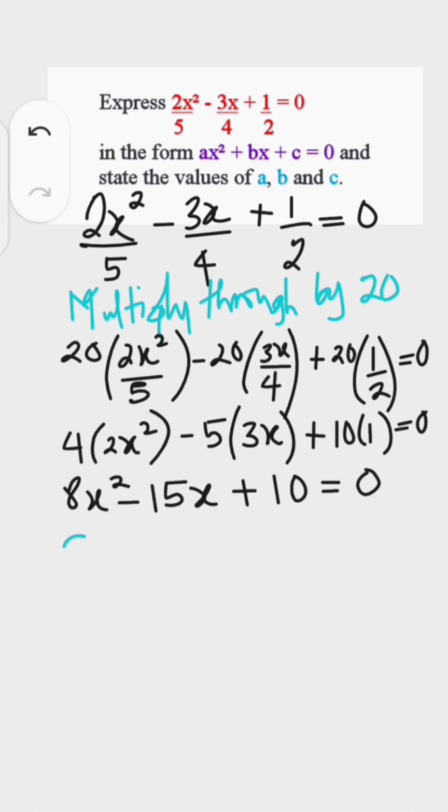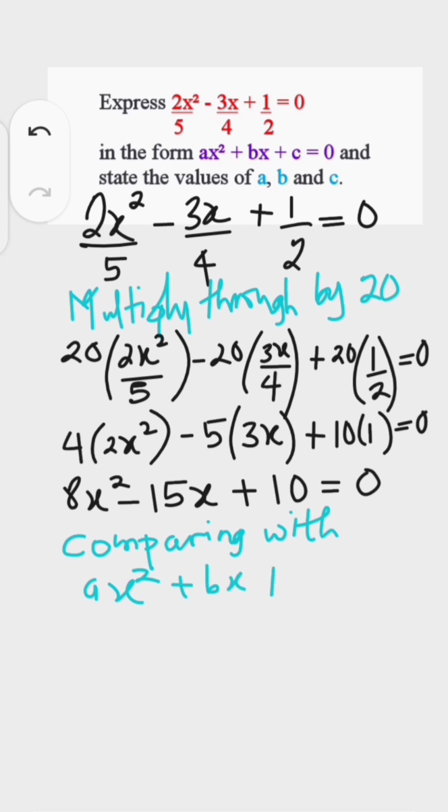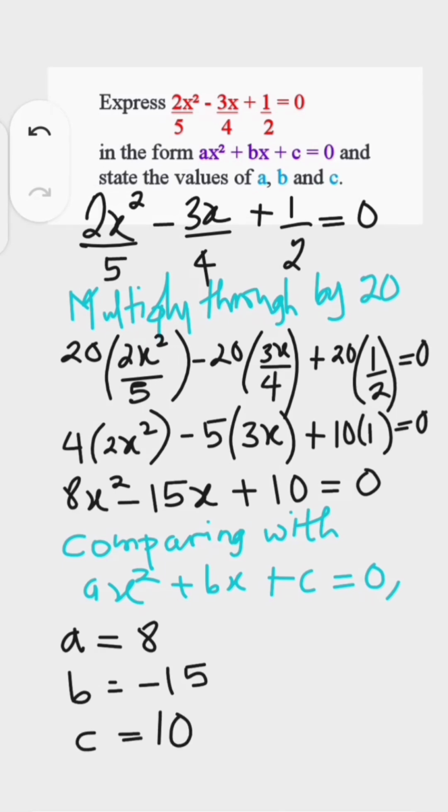This is the form we are looking for. So when we compare with the general form, or the standard form, of quadratic equations, which is ax squared plus bx plus c equals 0, a is 8, which is the coefficient of x squared, b is negative 15, the coefficient of x, and c is 10.